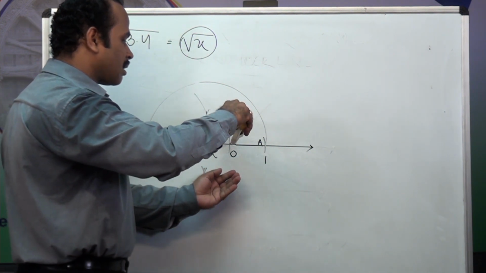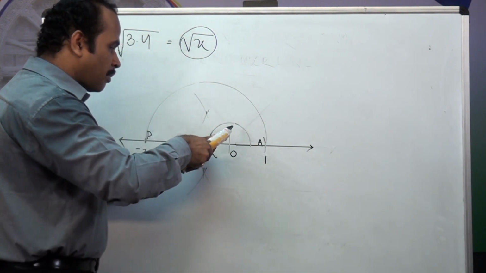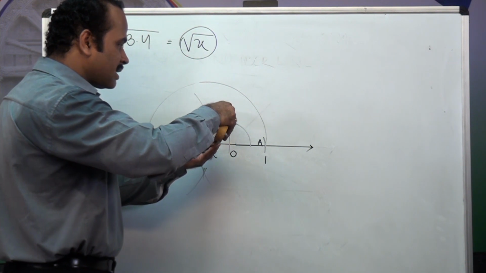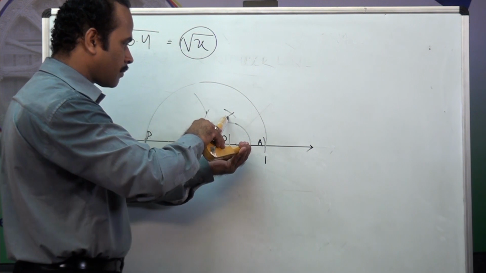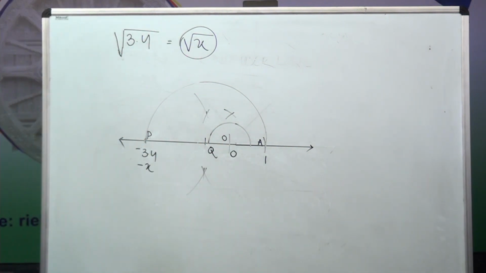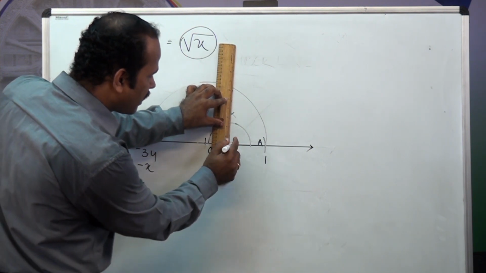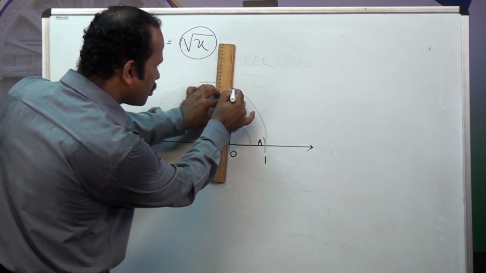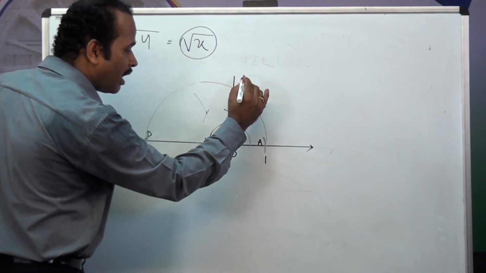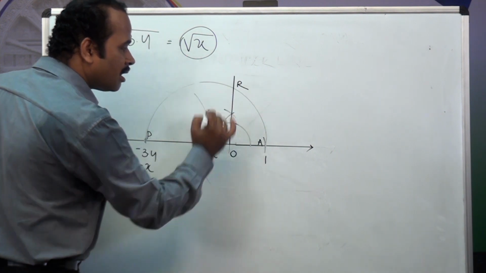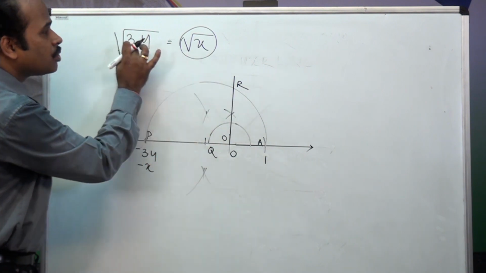So let me draw another perpendicular. To construct a perpendicular here, let me bisect this 180 degrees. Then let me join O to this perpendicular and produce it. The point where it cuts the semicircle, let me name R. Now OR is the distance which represents root x.